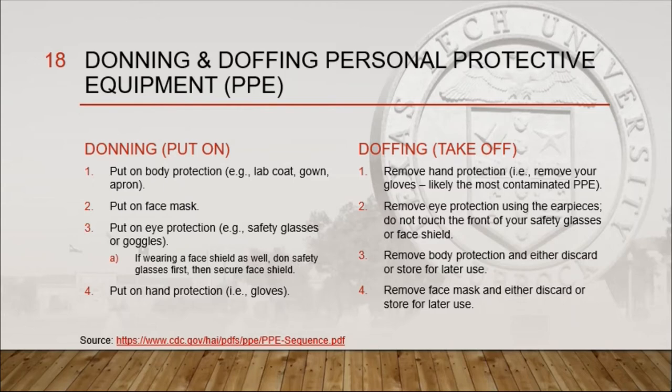Whenever you are complete with your work and ready to take off or doff your PPE, you essentially do this in a reverse order. First, you will remove your hand protection or your gloves, which are most likely to be the most contaminated PPE on your person. Next, remove your eye protection using the earpieces. Make sure to not touch the front of your safety glasses or face shield because they should be considered contaminated. Next, you want to remove your body protection and either discard it or store it for later use.